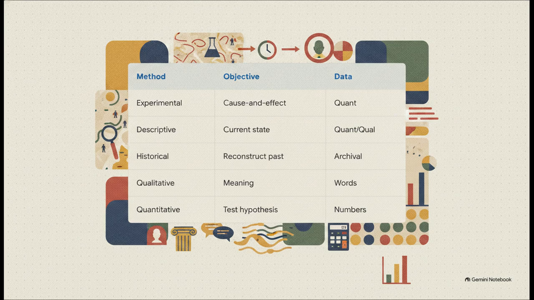Want to gather broad baselines on a population? Go descriptive. Trying to reconstruct the past? That's the historical method for sure. If you're looking for nuanced human experience and context, choose qualitative. And if you need highly replicable, hard numbers and generalizability, quantitative is your undisputed champion. It's all about using the right tool for the right job.